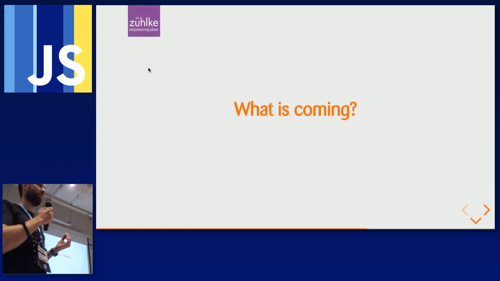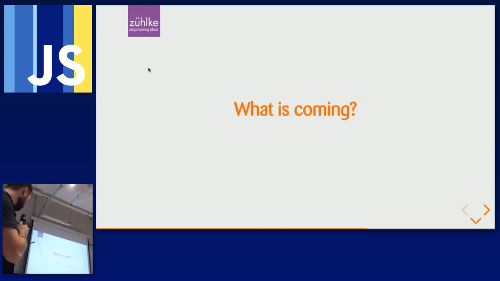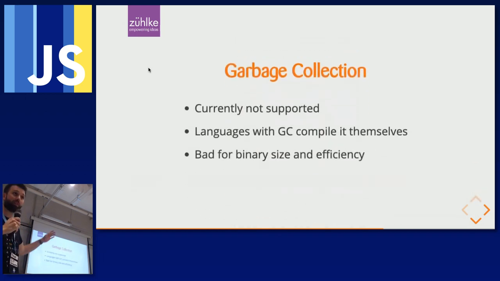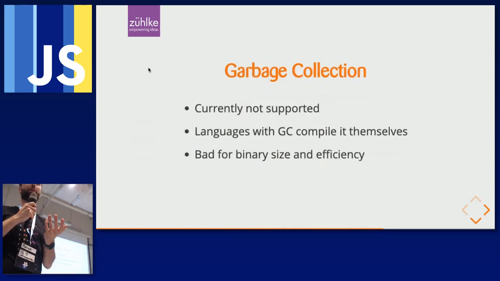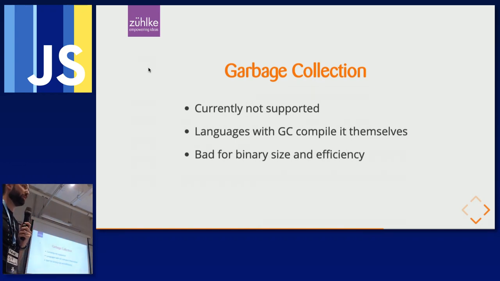But what is coming, right? We want to know, okay, these are the limitations, but what should be coming? And one of the first things is also the first thing I mentioned at the limitations. Since garbage collection is not supported right now, all the languages that use a garbage collector have to do their own garbage collector, compile it down to WASM, and then send it with your actual binary to the browser. So the browser instantiates your WASM code plus that sent garbage collector that will then work in WebAssembly. So Rust does it that way, for example.